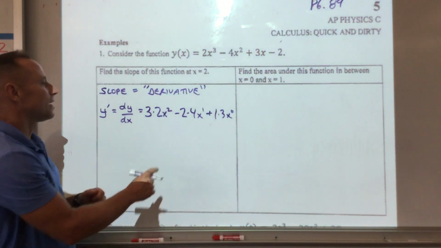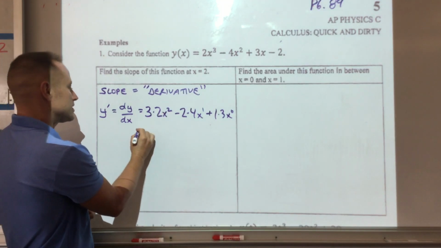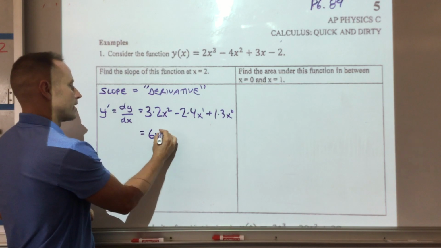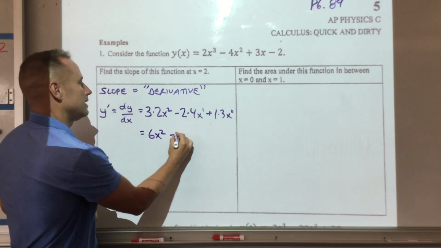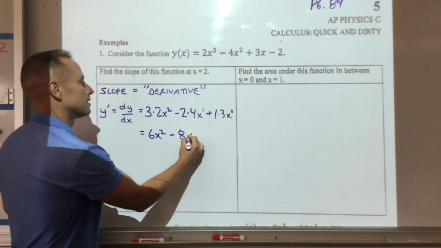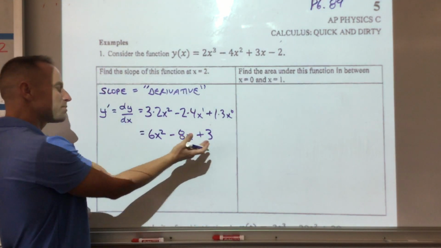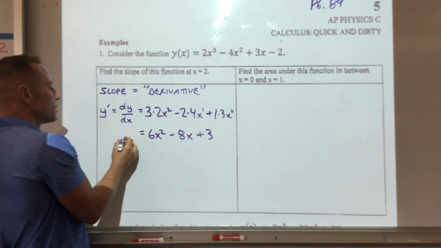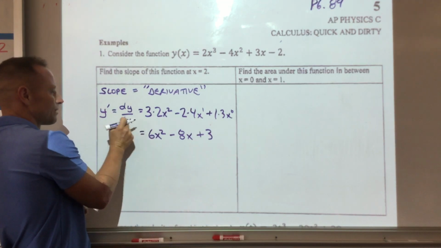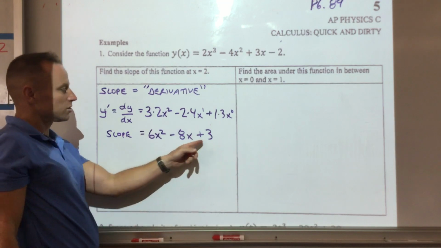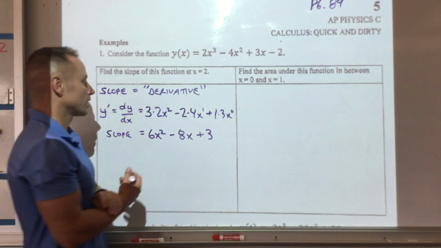And so now what we can do is simplify this, so you get 6x squared minus 8x, looks like plus 3. So you have this polynomial, right? The meaning of that polynomial, I could write either of these things, I'm just also going to put the slope. That is the slope anywhere you care to look, okay?